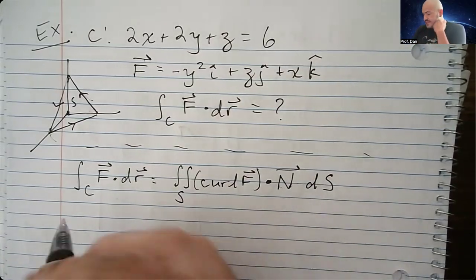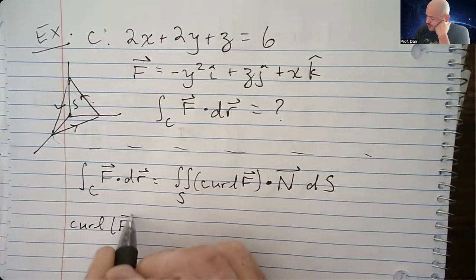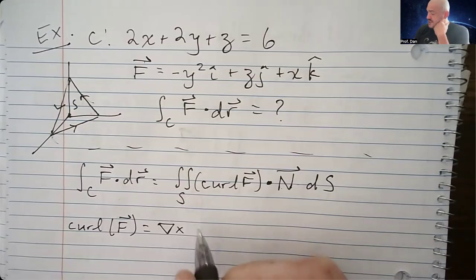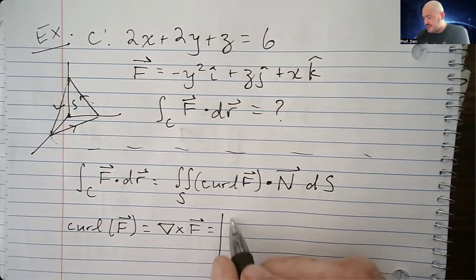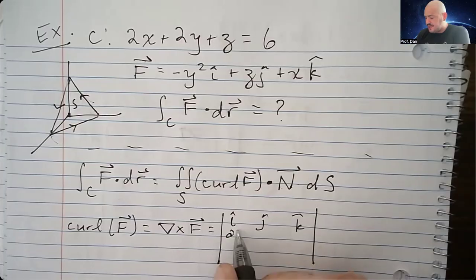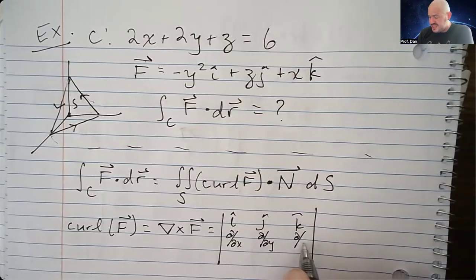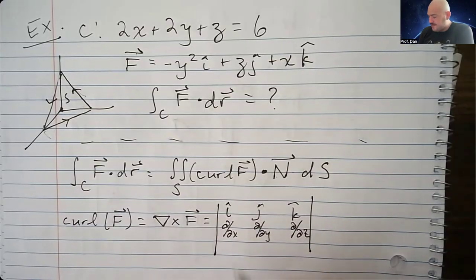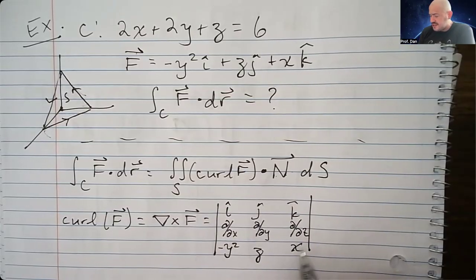So the first thing we need to do is determine the curl of F. Remember, we can do that by taking the cross product of the differential operator del with our vector field F. So setting up my determinant, the first row is my unit vectors. The second row is my differential operators: partial with respect to x, then y, then z. And my last row is the components of the vector field F. So negative y squared is my i component, z is my j component, and x is my k component.